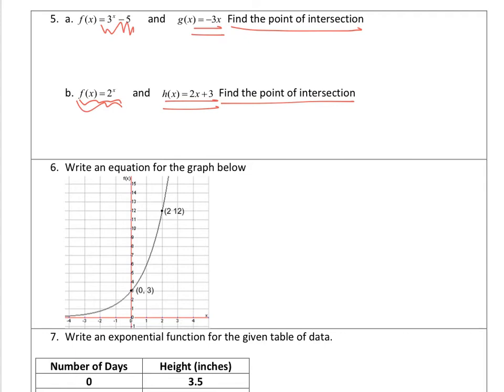A linear function and an exponential function could never cross. They could cross once, or they could cross twice. So that's what we're looking for, and then we're going to use the powerful calculator to calculate the intersection. So I'm going to go ahead and show you what I got in my calculator, and then we'll write down what the point of intersection or intersections is.